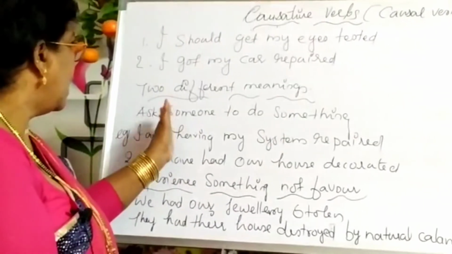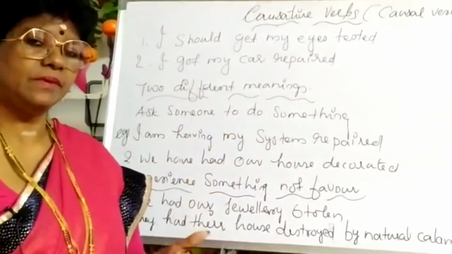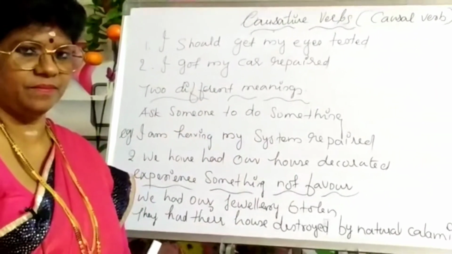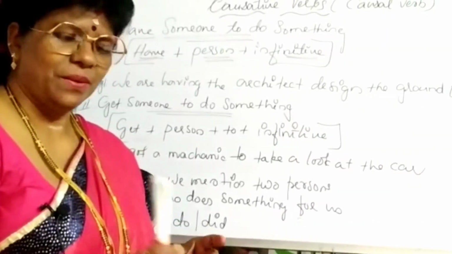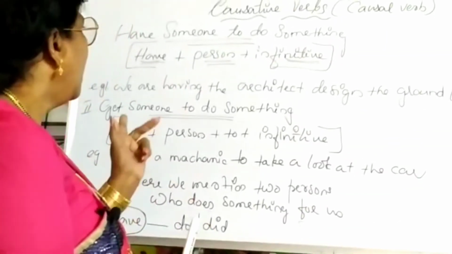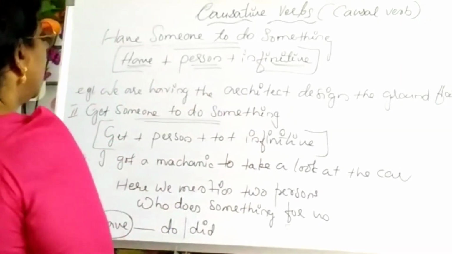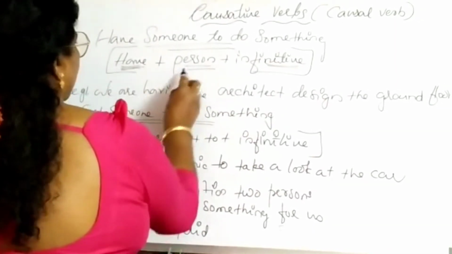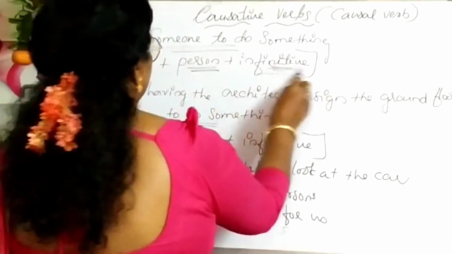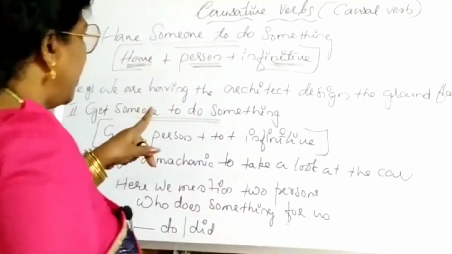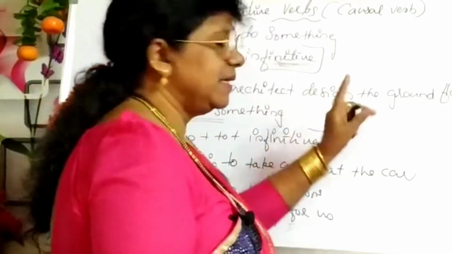What's that? Ask someone to do something. Have someone do something. What do we have to do? Have plus person plus infinitive. We are having the architect design the ground floor.